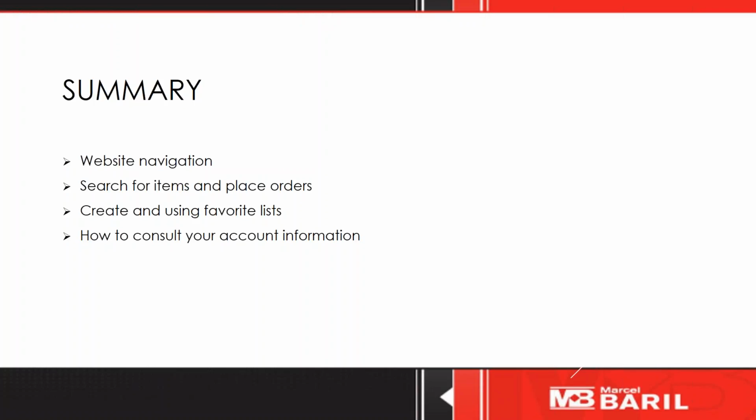We also created an account. We created and used favorite lists, where we added items to our favorite list using our historical purchases, and also by manually typing in an item in our platform. Then we logged in and used a favorite list to add items to our cart in a very efficient, very fast manner. Also, we consulted our account information, so we checked out our open orders, our historical orders, our accounts payable.